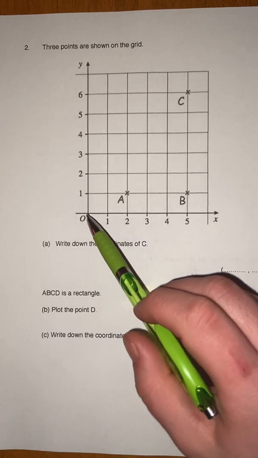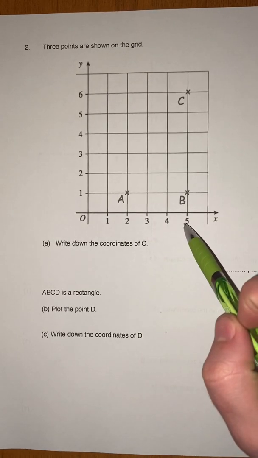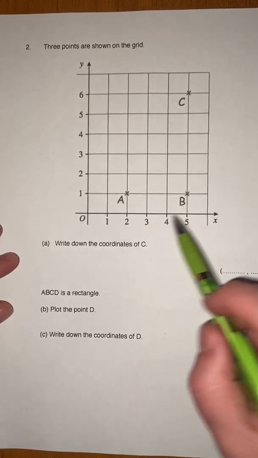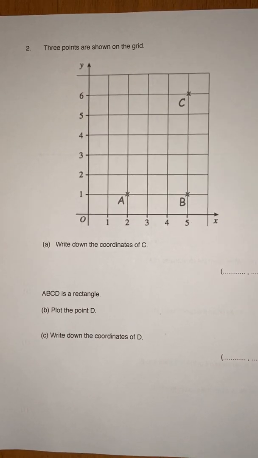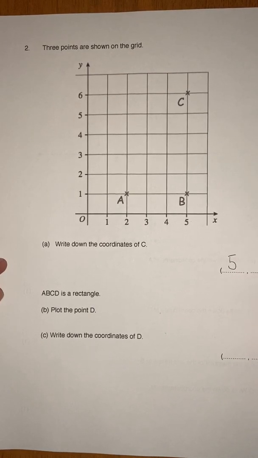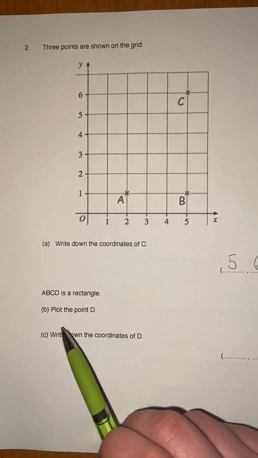Okay, so remember we go across first, we measure the x-axis first, and then we go up to the y. So we go 5 along, and we go 6 up. So the coordinates of C are 5, 6. Okay, ABCD is a rectangle. Plot the point D.